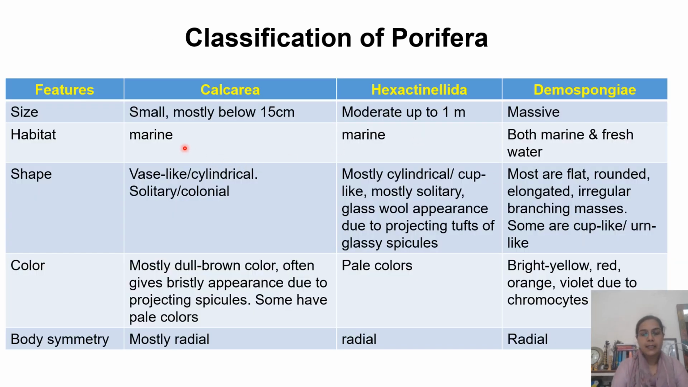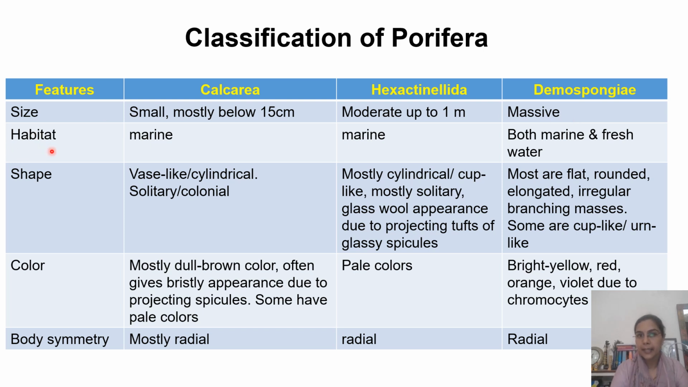Now, if we see the different characters and the differences between the three classes, Calcarea, Hexactinellida, and Demospongiae, let's talk about the size first. जो Calcarians होते हैं ये बहुत small होते हैं size में. Generally, they are below 15 centimeter. Hexactinellida, they are moderate in size, length up to say 1 meter. Whereas Demospongiae, they are massive, बहुत huge, large होते हैं, colonial representations होती हैं इनकी.